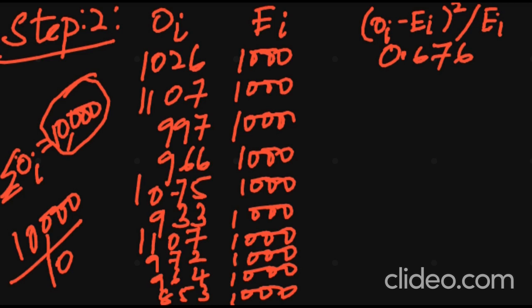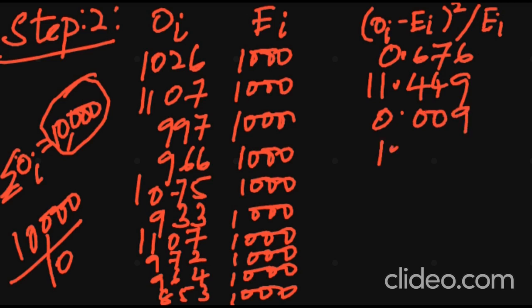The next value: 1107 minus 1000 gives 107. You square that value and divide by 1000, so you will get 11.449. And for 997 minus 1000, you get minus 3. The square of 3, which is 9, divided by 1000 gives 0.009.